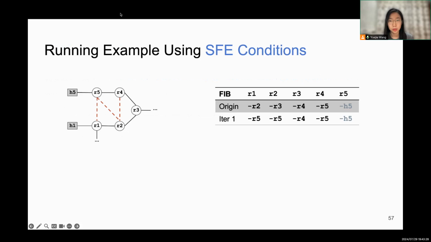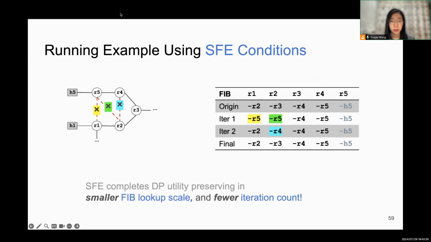We use a distance vector protocol as an example to show how these conditions accelerate ConfMask. We look at the forwarding table entries of destination host 5 in every router and find that the FIB entries in router 1 and 2 are different from the original. So we modify the configurations for both of these links in one iteration, and for the next iteration, we find that only router 2 contains a wrong FIB entry. After fixing that, the original routing path is already successfully restored. Using SFE conditions for restoring data plane utility accelerates each iteration with a much smaller FIB lookup scale and also reduces the number of iterations.